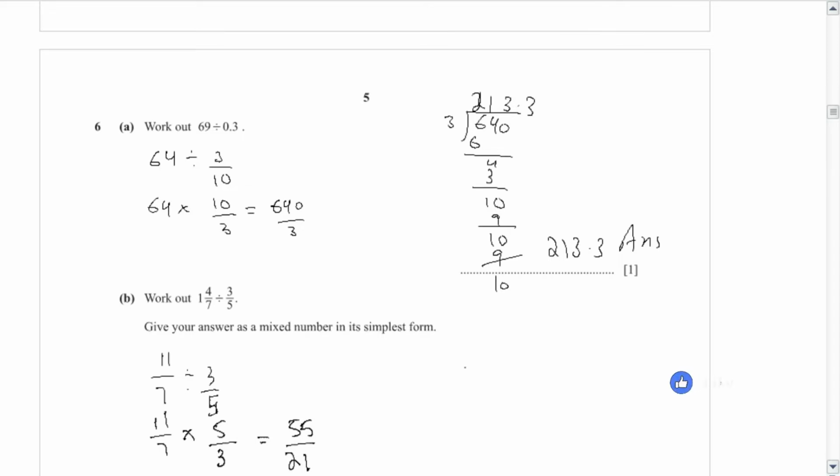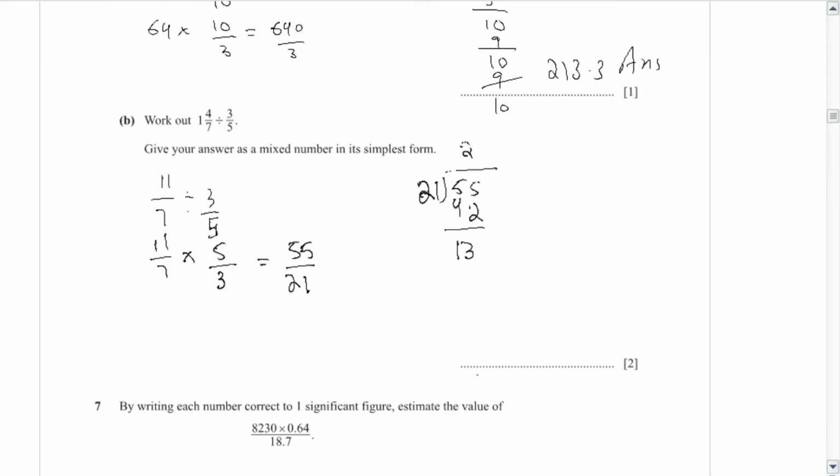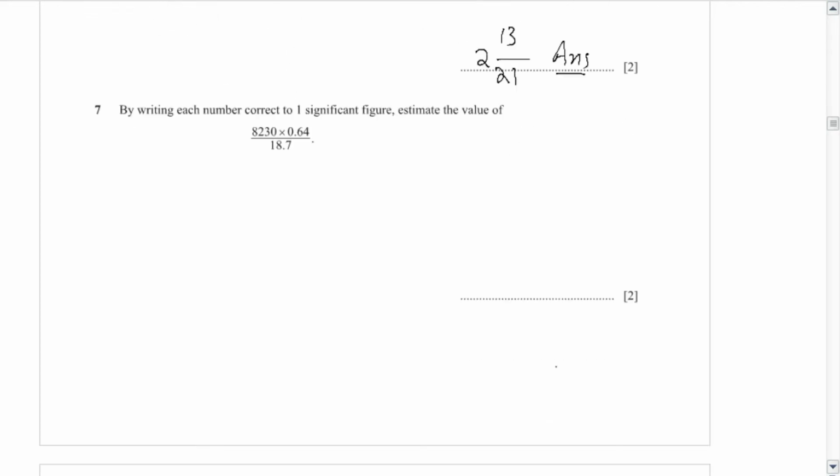Now divide these numbers. 55 divided by 21. 21 2 is 42. You got 5 minus 2 is 3, 5 minus 4 is 1. 2 whole 13 upon 21 is the answer. Okay, 2 whole 13 upon 21, this is the answer of this question. Okay, question number 7 has been given here.